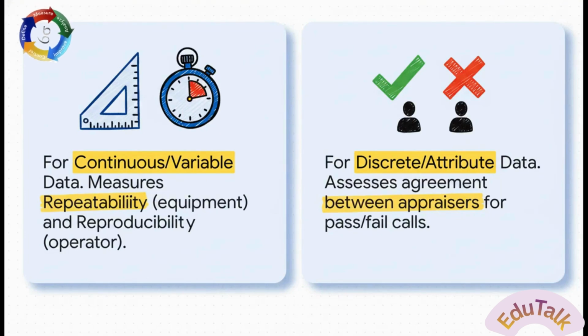Now, you'll typically use one of two main types of MSA. If you're measuring continuous data, things like length, weight, or time, you're going to use a gauge R&R study. But if your data is discrete, like a simple pass-fail inspection, you'll use an attribute agreement analysis. That's perfect for checking if different inspectors are all making the same judgment calls.